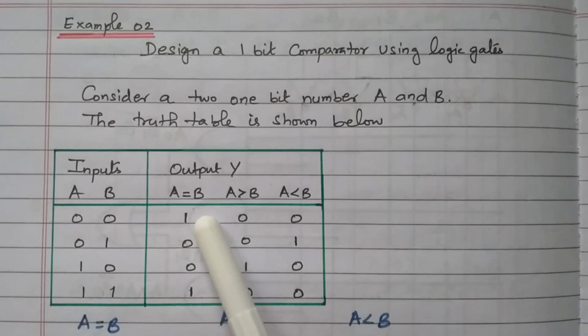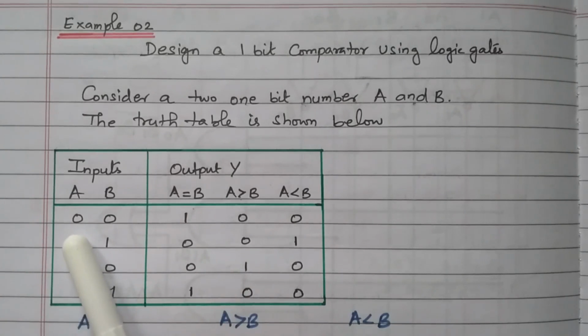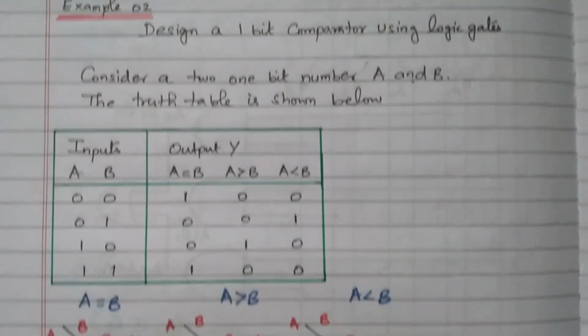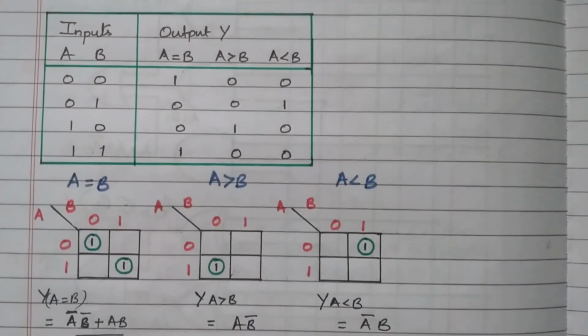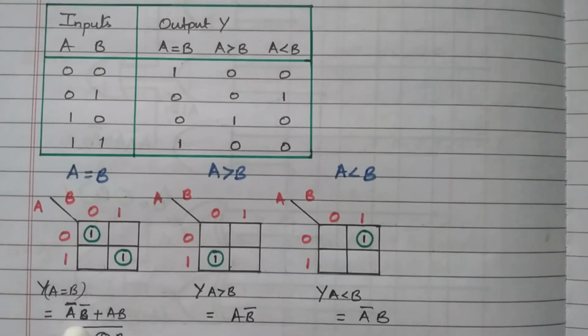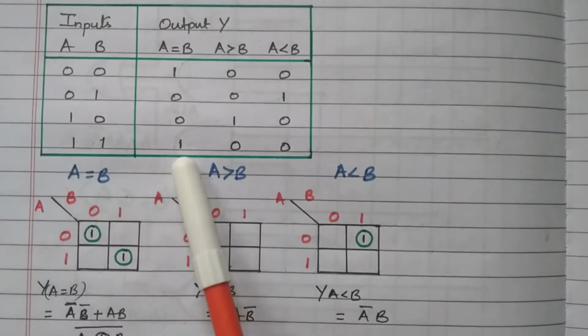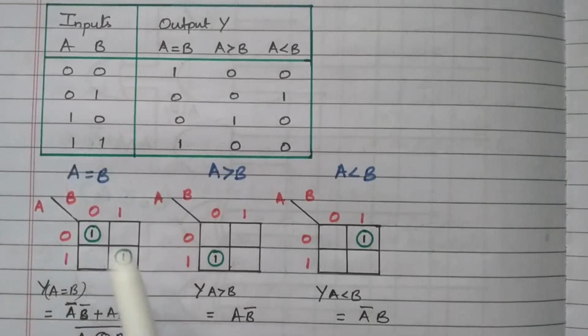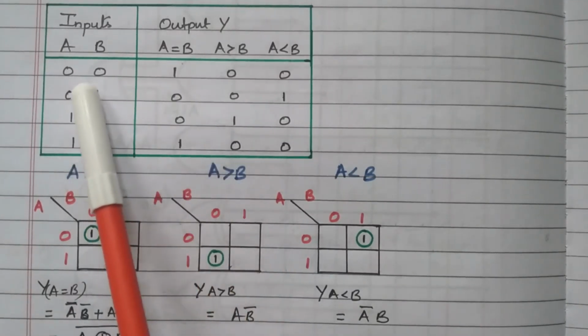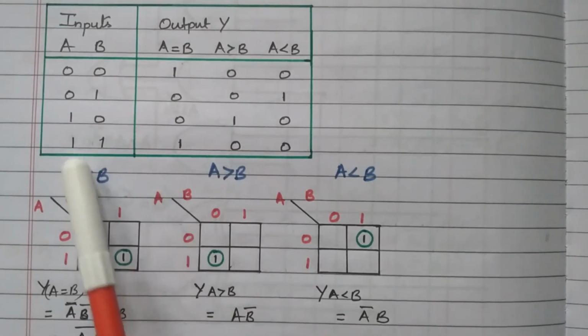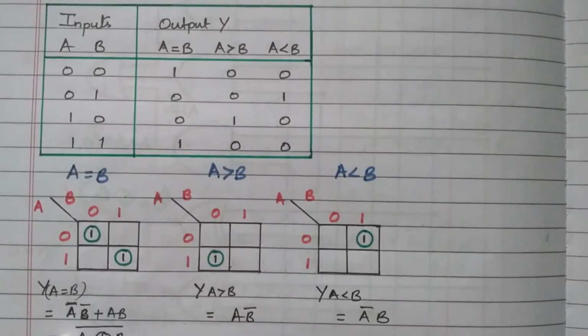See this from the tabular column. For A equal to B, the first is 1 and the last is 1. First is 1, what is the corresponding input? 0 0. 0 means A bar, B bar, right? The K map is also available, and the normal value is also available. See this, A bar B bar. This last one is also 1. That is 1 1, which means AB. So that's AB. We will see the K map later. Directly from the truth table, we can write this. 0 0 means A bar B bar. Here also 1, 1 1 means AB. So that is written here: A bar B bar plus AB, right?